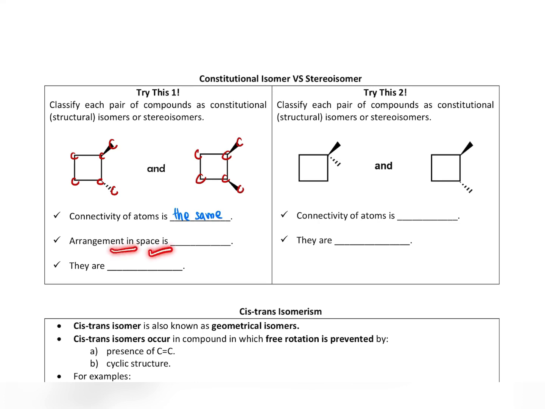Is the arrangement of atoms in space the same? If I say no, it's not the same, because this carbon here is behind the plane, while this carbon is in front of the plane. But for these two carbons, both are in front. So we can say that the arrangement in space is not the same, or is different, if we want a nicer sentence.